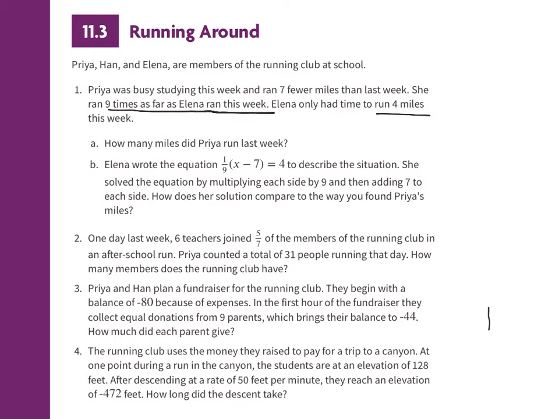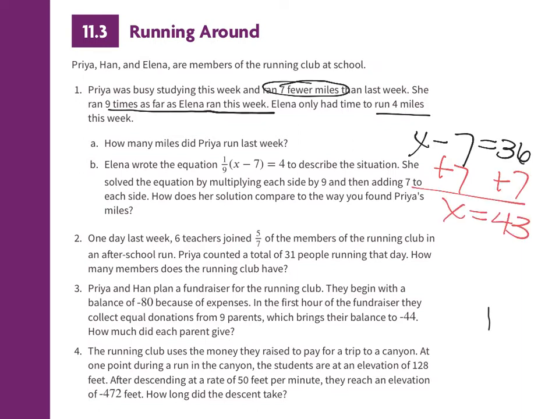So 9 times 4 is 36. So x minus 7, because it's 7 fewer miles. So x minus 7 equals 36. And then we add 7 to both sides. x equals 43. Okay.